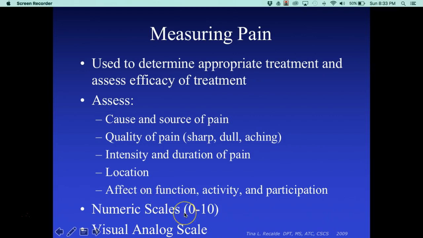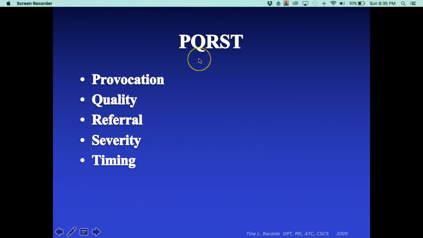There's our numeric scale we talked about, and then we also have a visual analog scale for those patient populations that aren't able to express to us in a 0 to 10 scale. So we have this nice little acronym that we use when we're trying to remember and include in our subjective note all the different parts of pain.